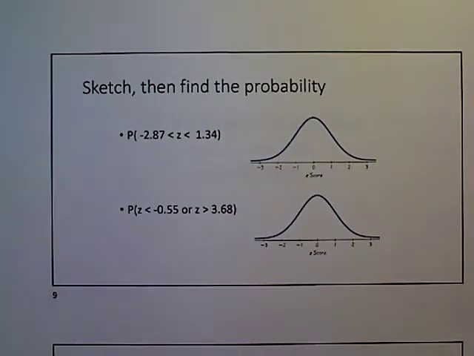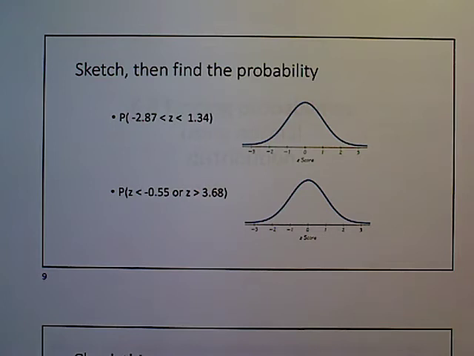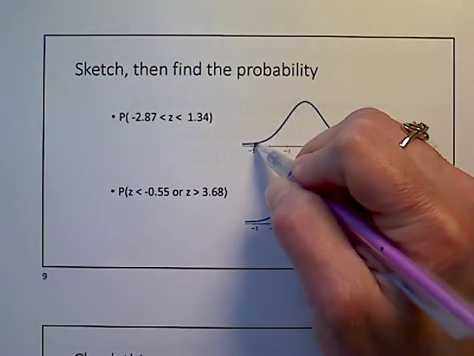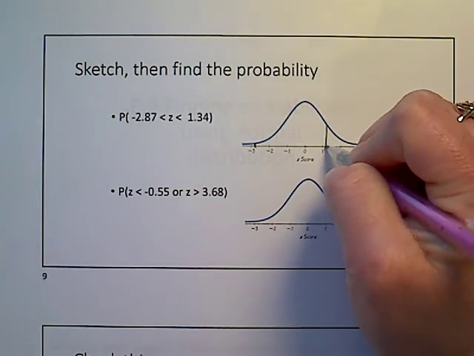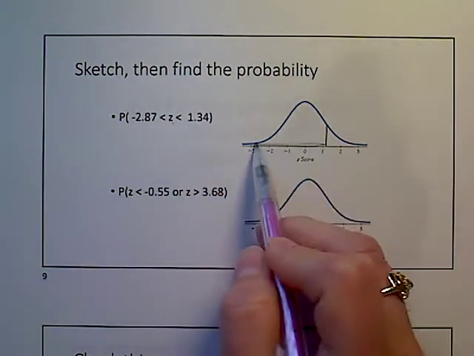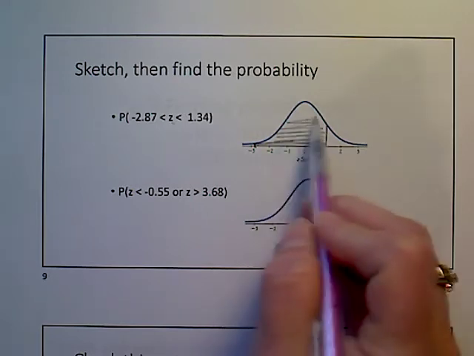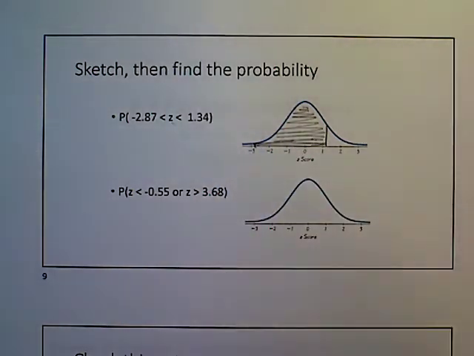I brought two more along for you to try on your own. So hit pause, try these two, and then come back and see if you got the right answers, okay? Hit pause. Alright, I'm going to go to -2.87 and 1.34, and I want the area between. This means between those two. So I shade.